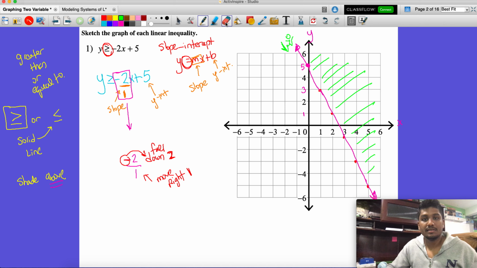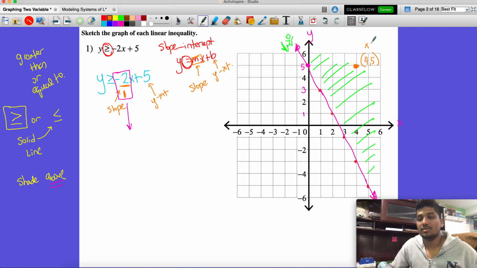And what that means, I'm going to erase this piece, is that if you choose any point inside here, let's say I choose a random point, let's put this one right here. What point is this? This is 4, 5, so 4, 5, right? This is your x and your y. I'm going to take this random point that's inside of this shaded area, and I'm going to plug it in to the original.